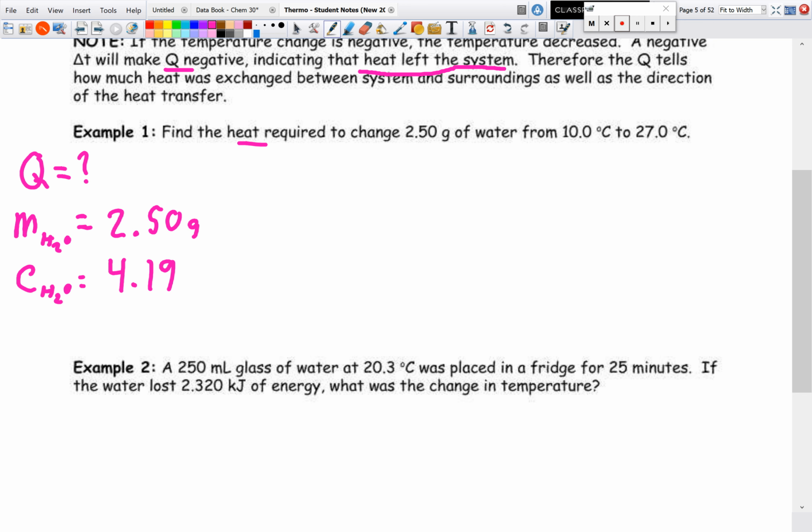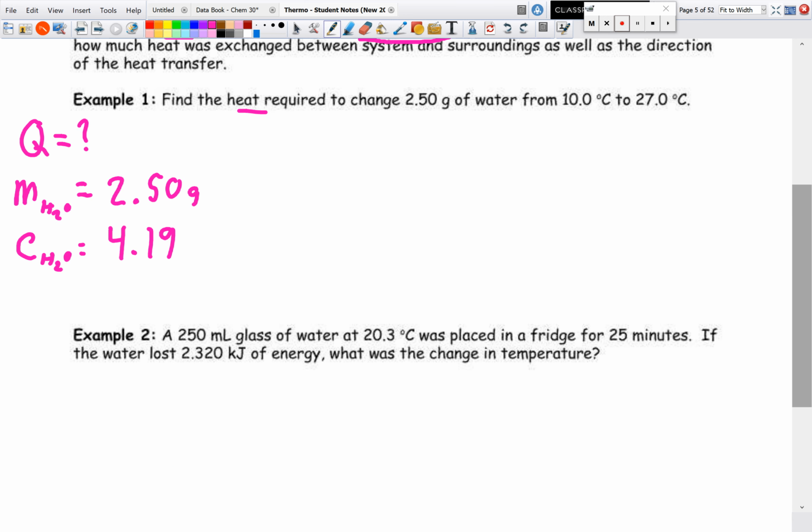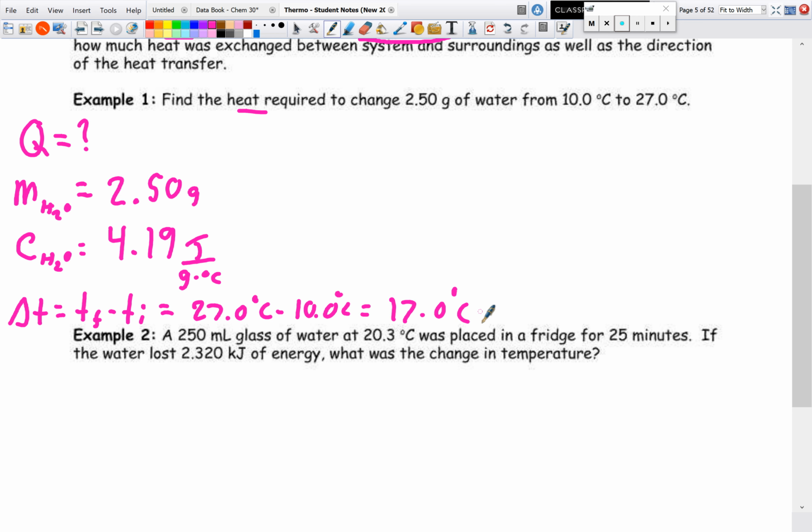Now, because we have a mass of water in grams, when I look at the values for C, I want to make sure that the units match up. So therefore, I need to use this value. Because where we have our mass in grams, I need to use a C value that has grams in it. So that means it's joules per gram degree Celsius. So I write joules per gram degree Celsius, and delta T is equal to Tf minus Ti, and that is equal, well, it's from 10 to 27, so we got 27.0 degrees Celsius minus 10.0 degrees Celsius, and we're left with 17.0 degrees Celsius. Cool.